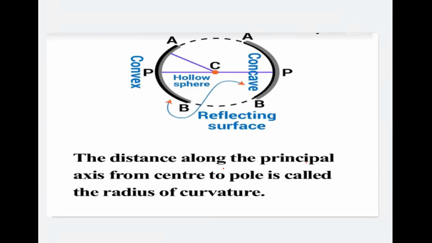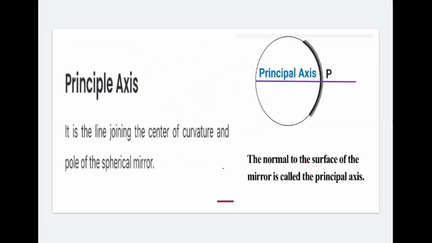Then we saw the definition for radius of curvature. It is the distance between the center of curvature and the pole. Then we saw the definition of principal axis. It is the axis passing through the center of curvature and the pole.